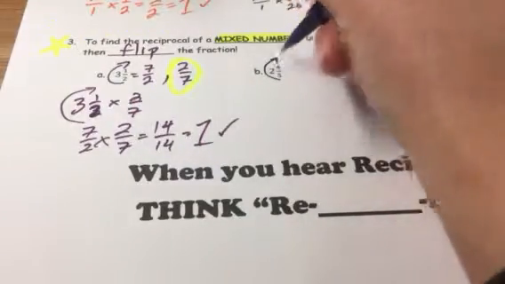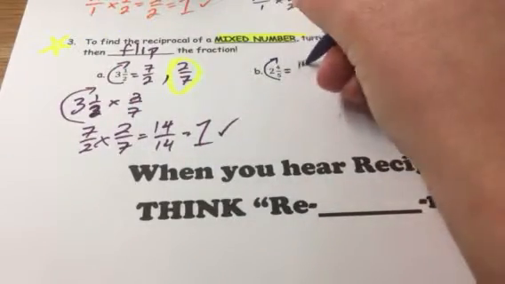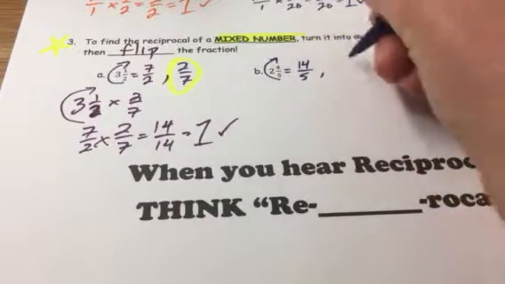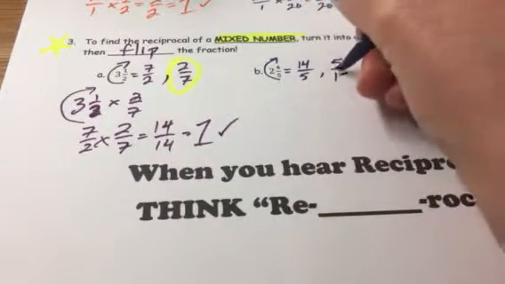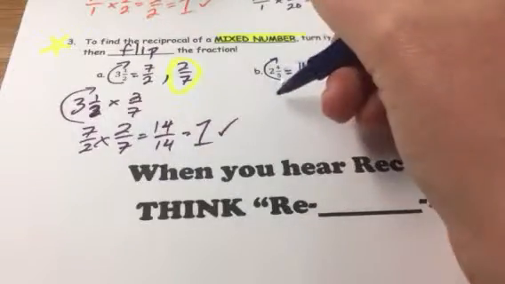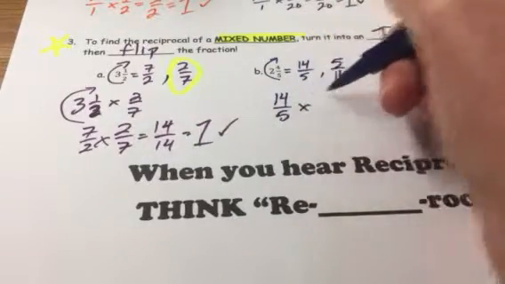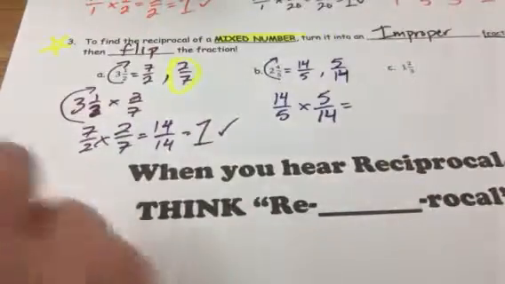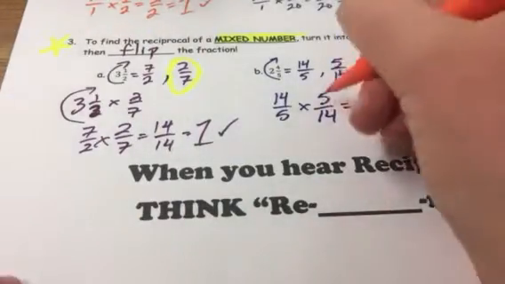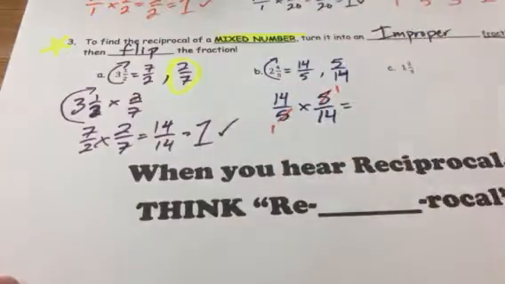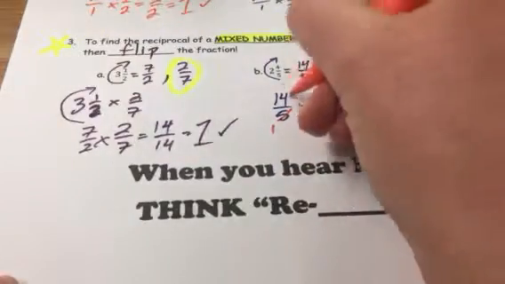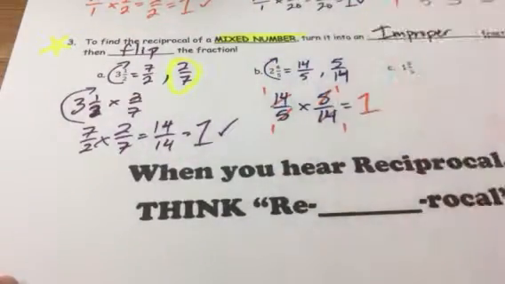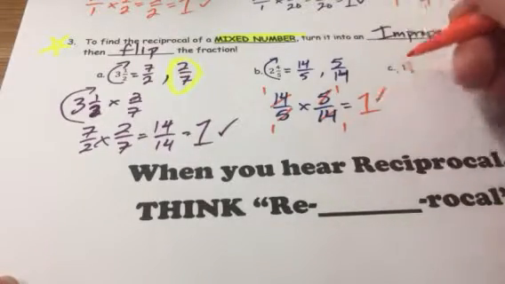We must turn this into an improper fraction first. That's 14/5, and the reciprocal of that will be 5/14. Let's double check. Is it true that 14/5 times 5/14 gives us 1 whole thing? I want to mention that you can use your cross simplifying. 5 goes into 5 once, so we can simplify those. 14 goes into 14 once, and we directly get 1 whole thing just like we needed.